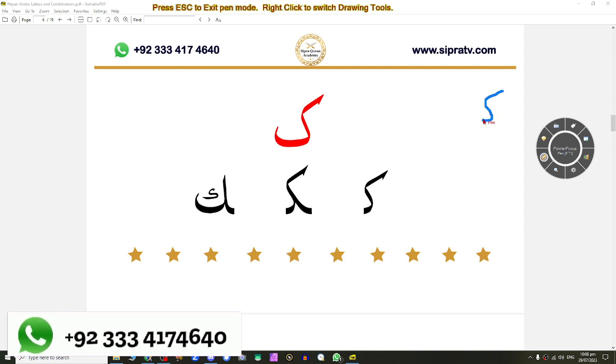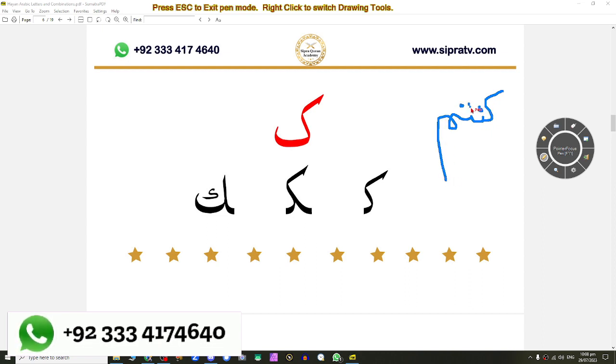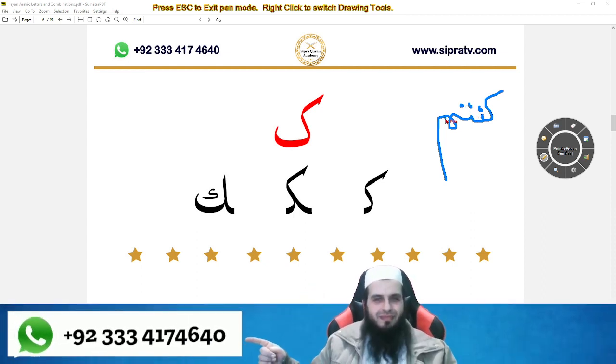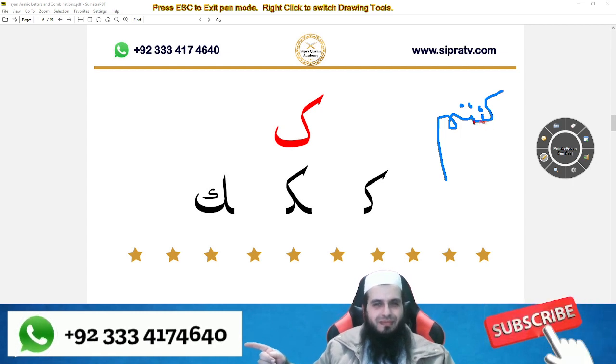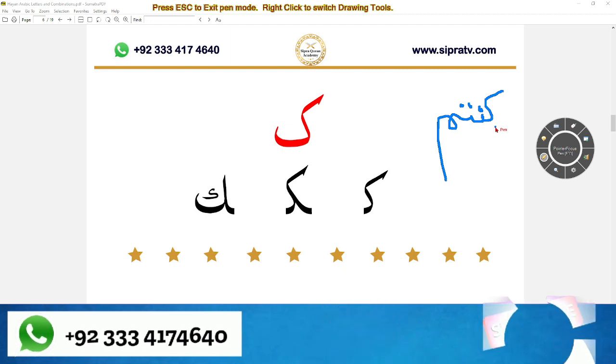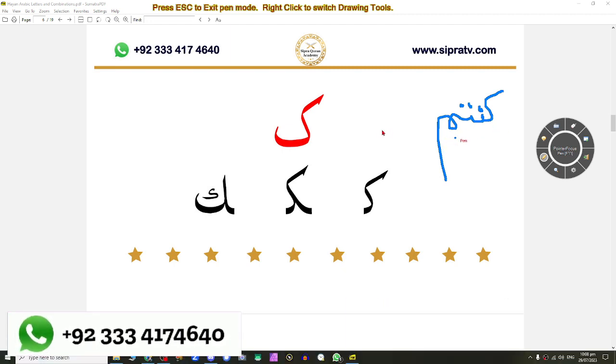Like for example, let's try this word. Okay, Taha, just repeat after me. Kaf. Ka. One spike, one dot at the top, that is Noon. Say Noon. Noon. One spike, two dots at the top, that is Ta. Say Ta. Ta. And this is the Mim here. So Kaf, Noon, Ta, Mim. Say Kaf, Noon, Ta, Mim. Kaf. Noon. Ta. Mim. Great job.